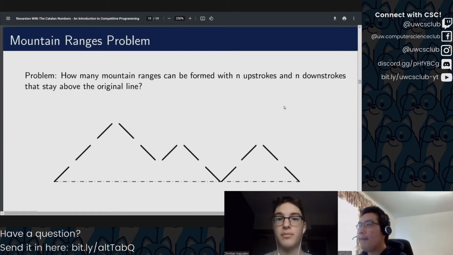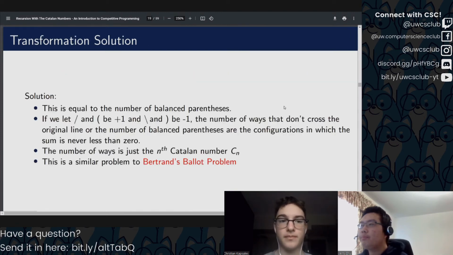So next, we'll talk about the mountain range problem. The problem statement is, how many mountain ranges can be formed with n upstrokes and n downstrokes that stay above the original line? This is shown below. So the solution is actually equal to the number of balanced parentheses. If we let the forward slash be +1 and the backslash be -1, the number of ways that don't cross the original line, or the number of balanced parentheses, are the configurations in which the sum is never less than 0. Otherwise, this will cross the line. So the number of ways is just the nth Catalan number, Cn.